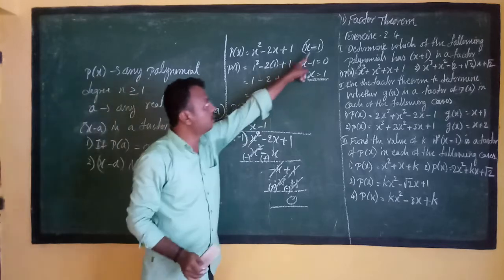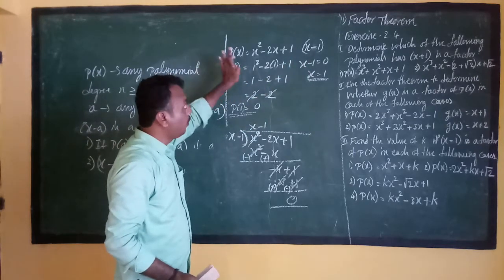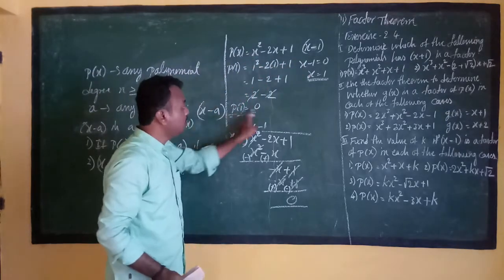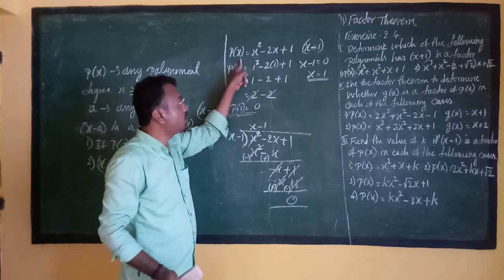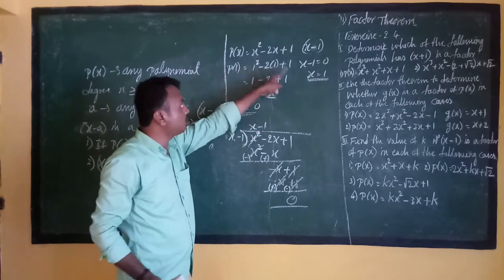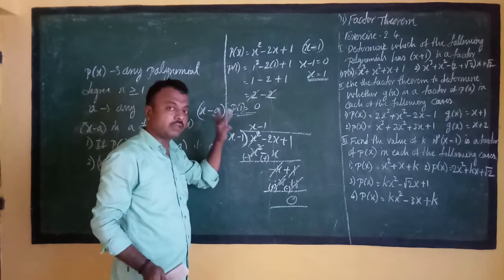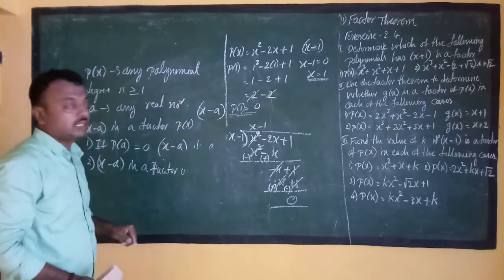Therefore, x minus 1 is a factor of p of x. I understand students? When is x minus 1 a factor of p of x? When p of 1 becomes 0. That means p of a becomes 0. So x minus 1 is a factor of p of x, where p of 1 becomes 0, p of a becomes 0. Vice versa. Understand students? So let me move on to the exercise problems.